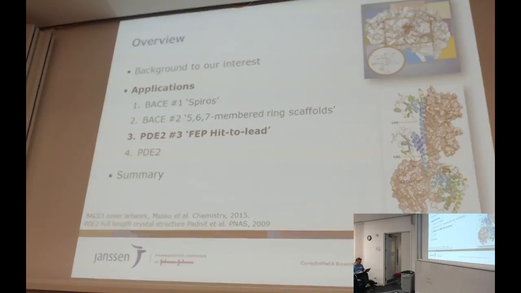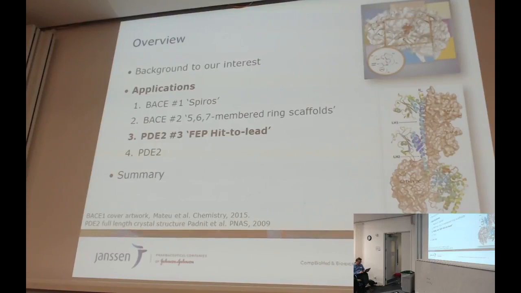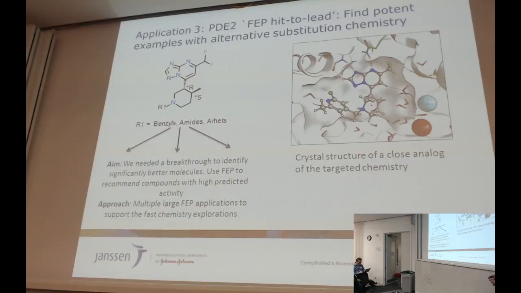A couple more examples on a PDE2 inhibition project. This is work in progress from the point of view of writing up, but this is what we really want to do with FEP. We want to take a hit to lead project where we've got a scaffold and we want to do chemistry on this piperidine nitrogen. We want to explore it with FEP, and we want to predict molecules for synthesis, and see if we get good results.